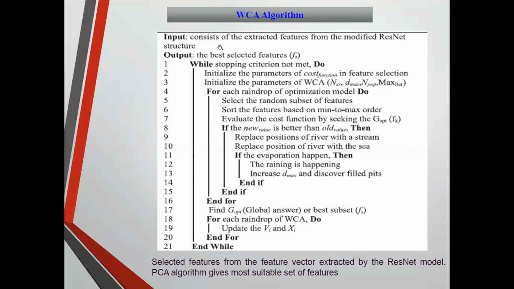And then you can update the two parameters. One is your Vi, another one is the Xi, the current velocity and position of the droplet respectively. So that's why with the help of the WC algorithm, this is one algorithm for selecting the features. So the features are selected from the feature vector extracted by the residual neural net model, and this WC algorithm gives the most suitable set of features.